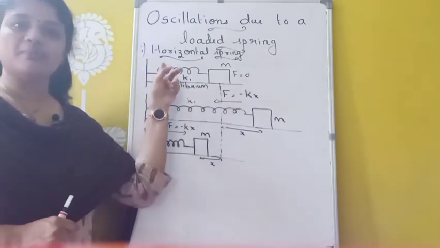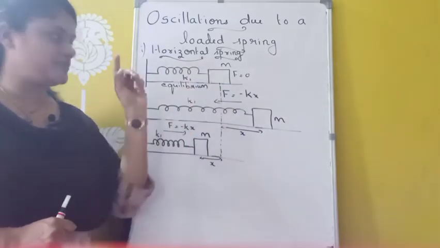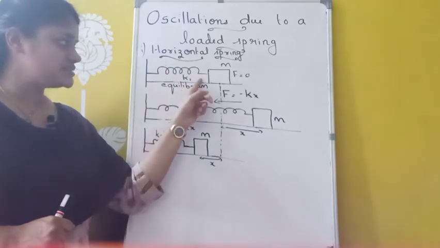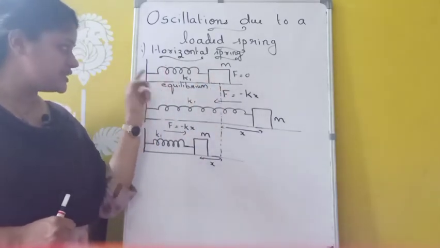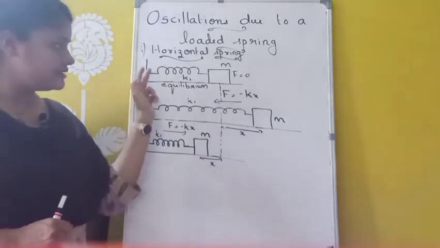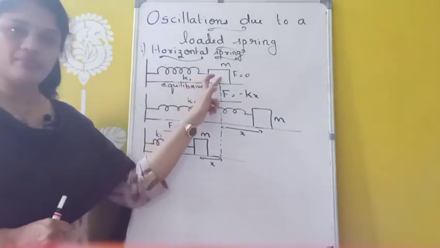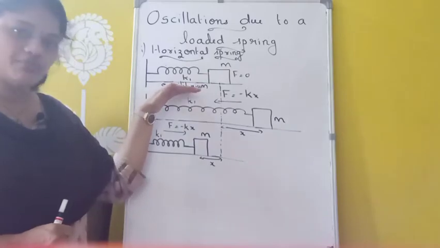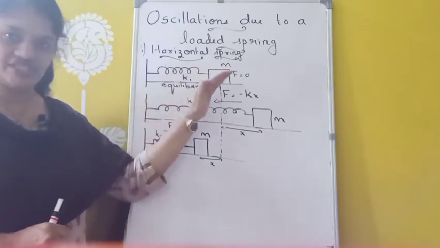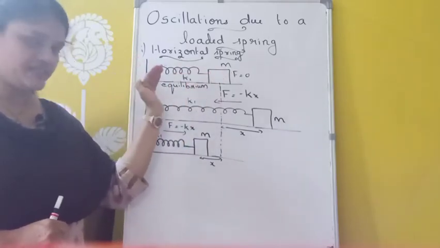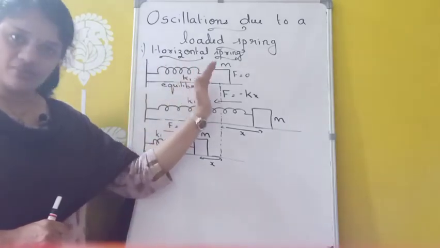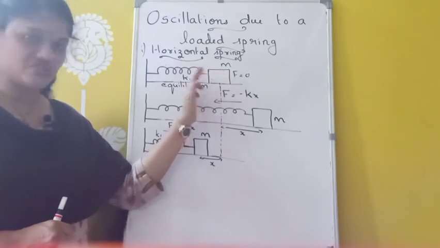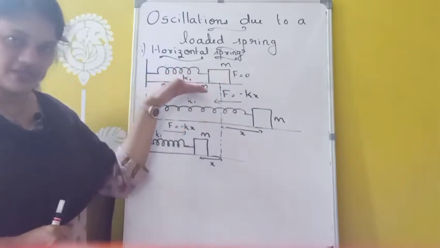So first of all, vibrations due to a horizontal spring. Here a spring is connected to a mass horizontally. One end of the spring is connected to a fixed stand and the other end is connected to a mass m, and this is an equilibrium condition. That means there is no movement here, and there is no force acting. That means it is an equilibrium condition.